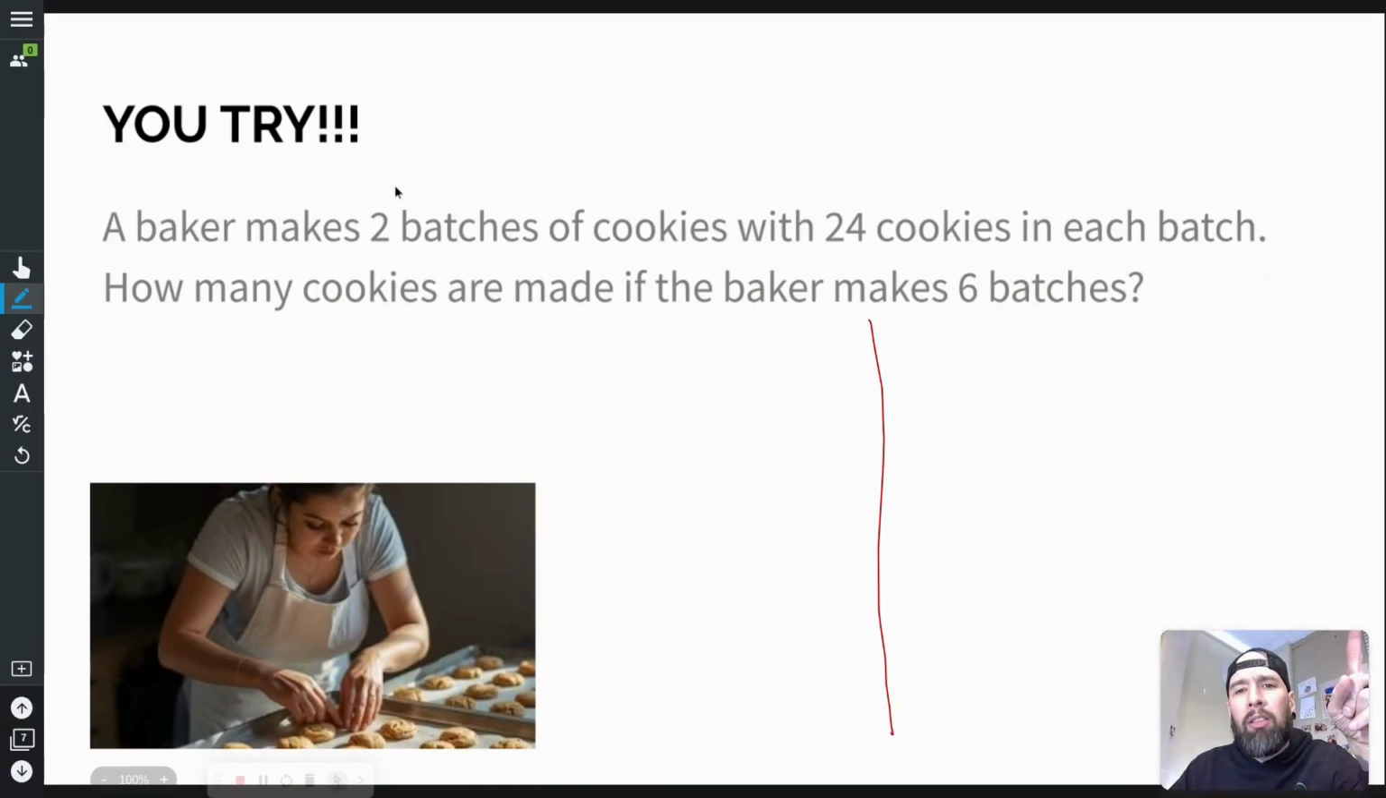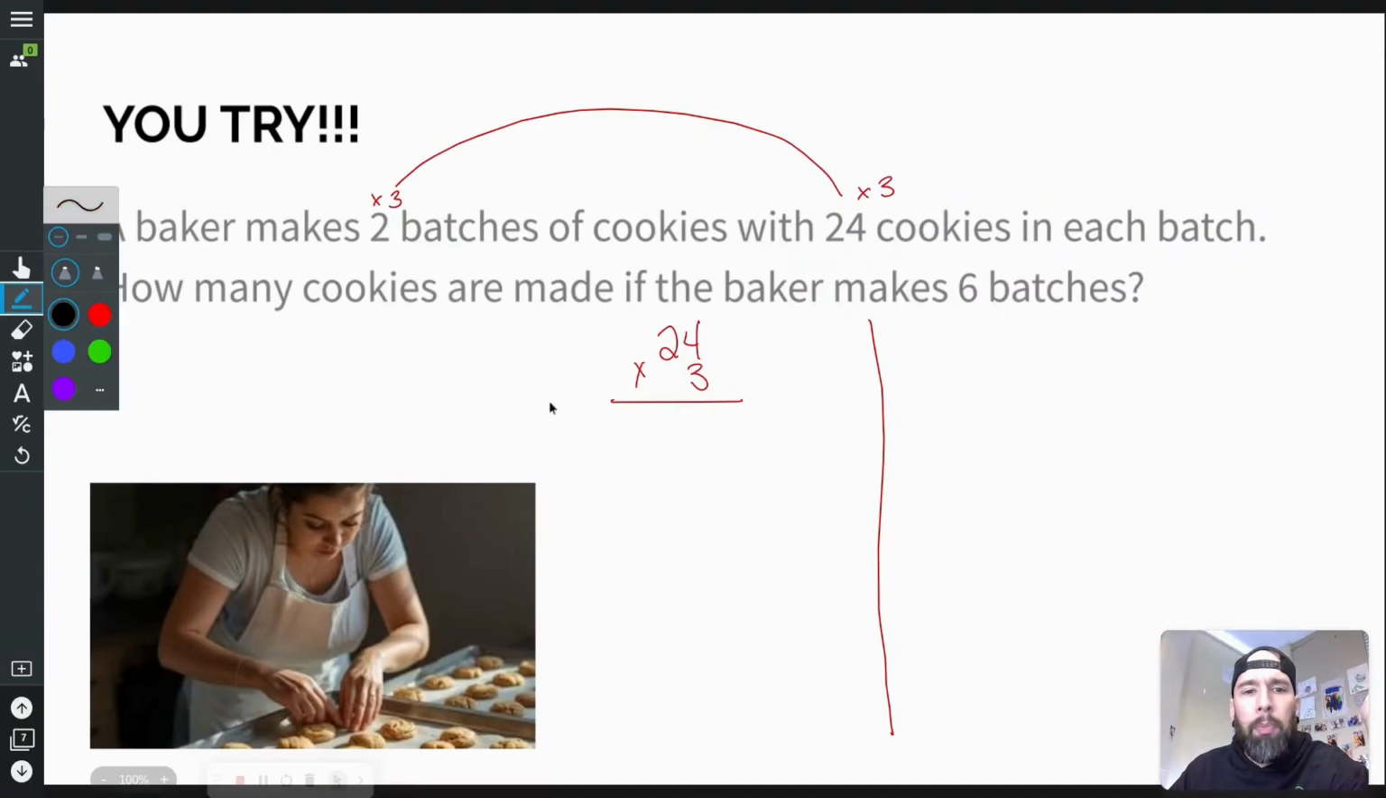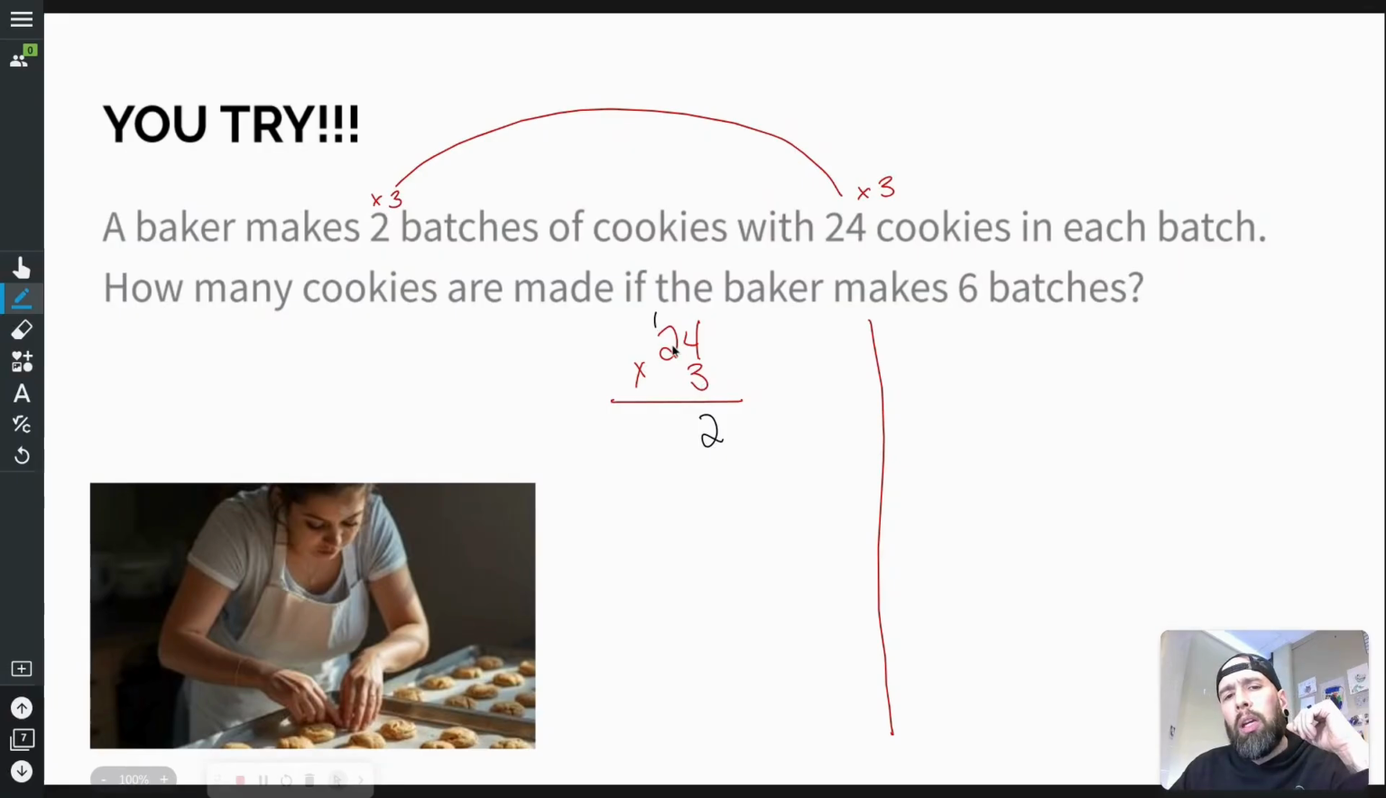If 2 batches of cookies makes 24, then 6 batches of cookies are going to be 3 times 2. So I'm going to multiply the batches by 3, but then also multiply the cookies by 3. So I'm going to be doing 24 times 3. I'm going to multiply that out. So I'm going to use the standard algorithm. All right, 3 times 4 is 12. Carry that 1 over. 3 times 2 is 6. 6 plus 1 is 7, so 72. So 72 cookies. That could be the faster way.